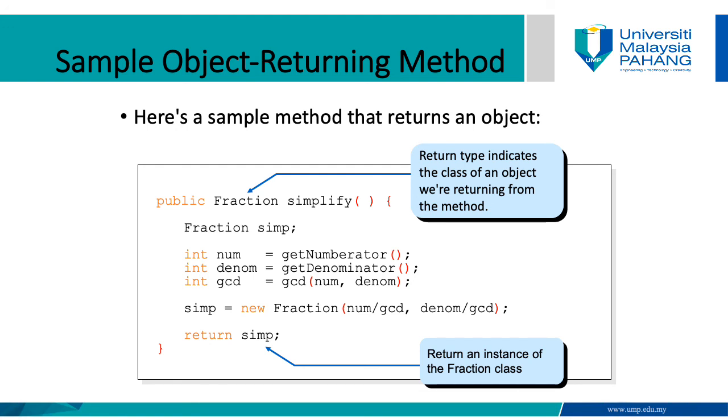The information such as integer number, integer denominator, integer gcd will be used in the simp new Fraction by taking the number of integer that have been defined in this class, and then it will return simp. It will return the simp value.